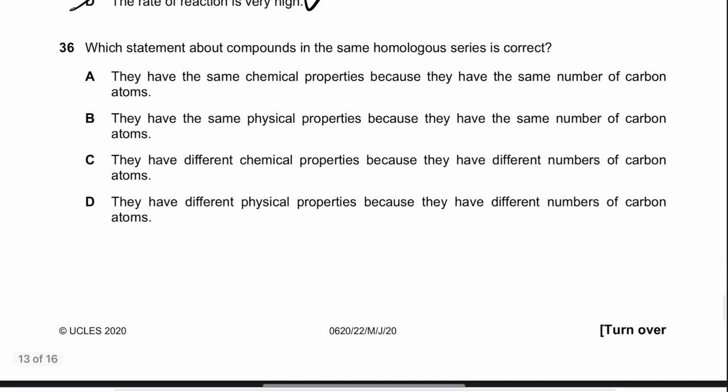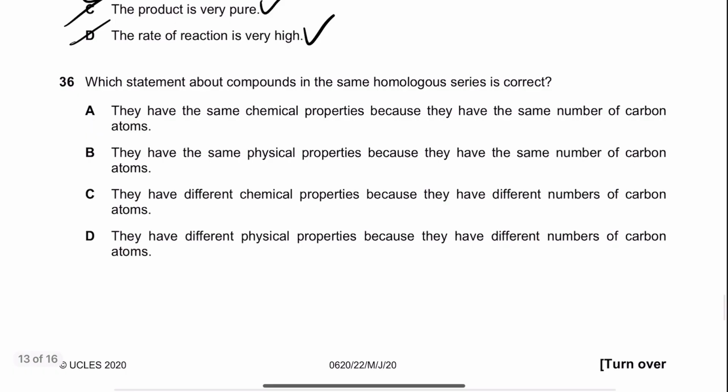Which statement about compounds in the same homologous series is correct? They have the same chemical properties? No, they have similar chemical properties. Always, guys, eliminate these big extreme statements. They have similar chemical properties because they have the same number of carbon atoms? No, they don't. They have different numbers: methane is C1, ethane is C2, propane is C3. So A is wrong.